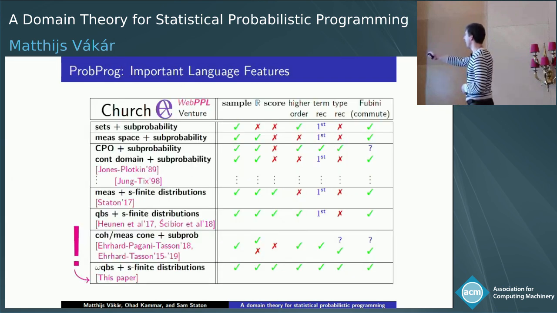Right, so I said there are some languages with these features that we're trying to understand. Concretely, some of these languages are Church, Anglican, WebPPL, and Venture. And the features that we're trying to model are the sampling construct, continuous data types, scoring, higher order functions, term recursion, type recursion, and the Fubini theorem, so commutativity.